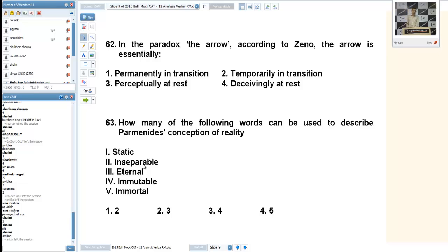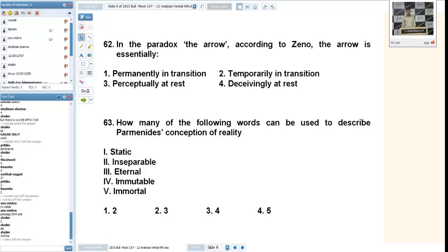Kind of vocab based, I think an easy question. I don't know on which particular notion this question was picked up, but for me, I think it's an easy question. Am I clear, guys? The answer to this is 5th. All the 5 words describe Parmenides' conception of reality.